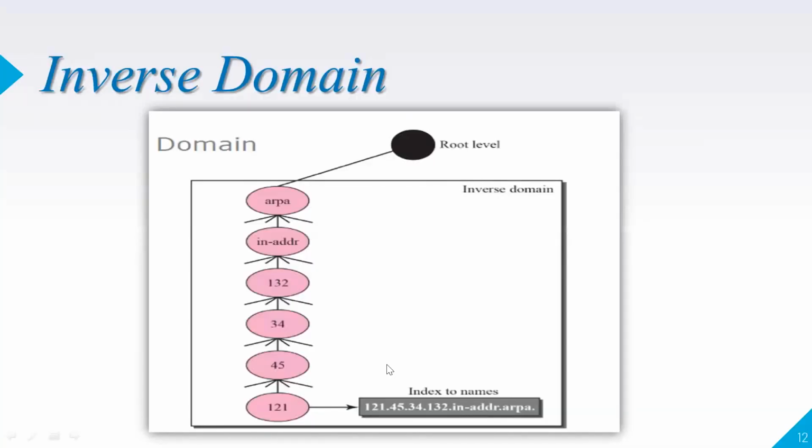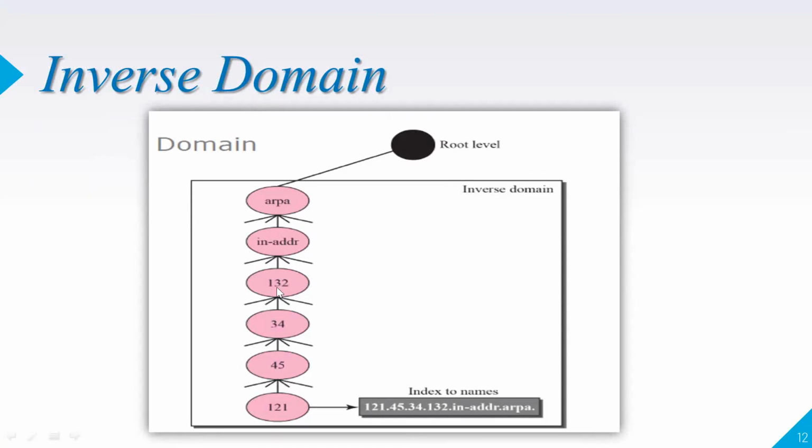And the last one is the inverse domain. The inverse domain translates an IP address to a particular name. It's just the inverse of the normal lookup. Whenever a server receives a request from the client, in order to perform any task, it does the process inversely. Here, if you take the root level and the label, 132 refers to a class B address.